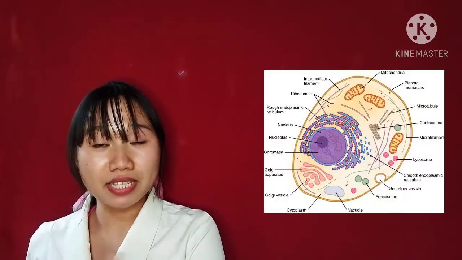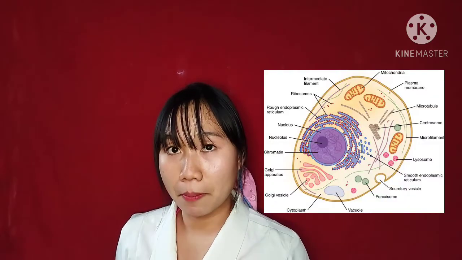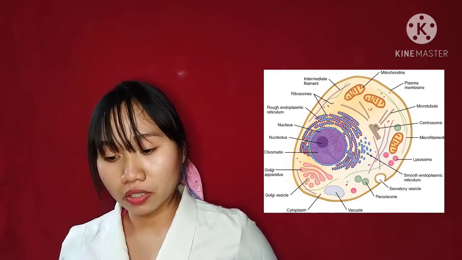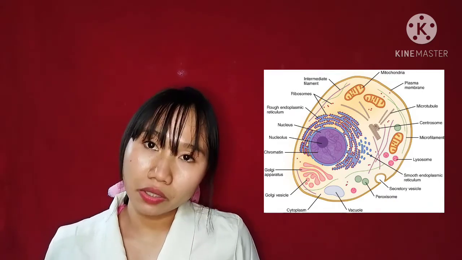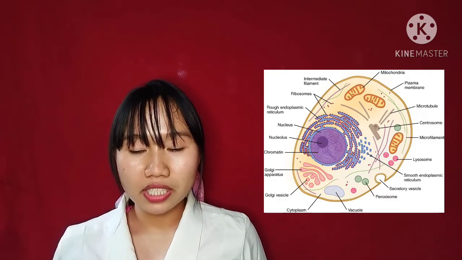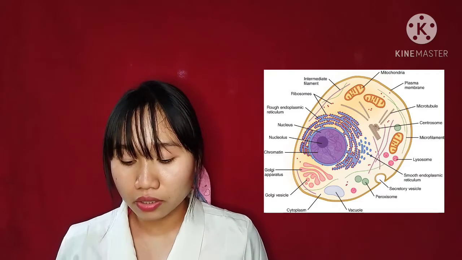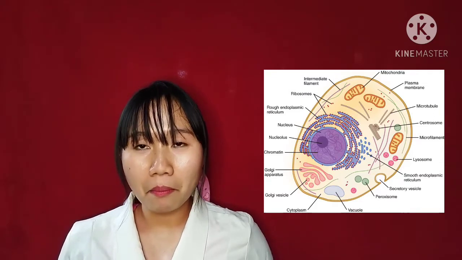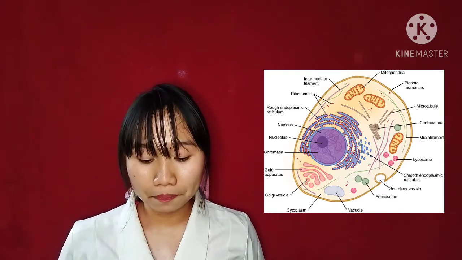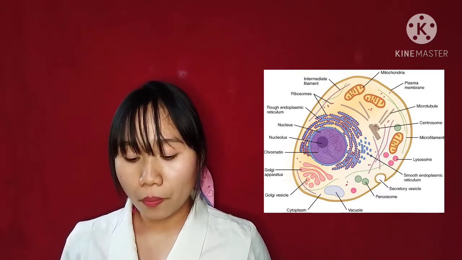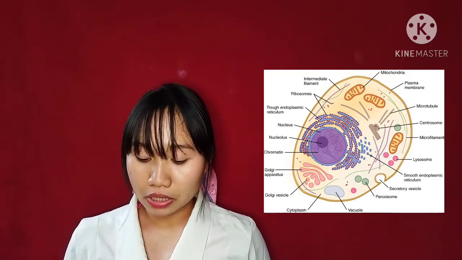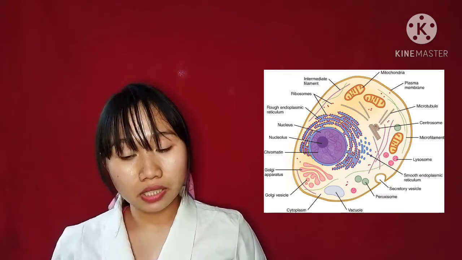And we have the parts of the cell. First is the intermediate filament, rough endoplasmic reticulum, nucleus, nucleolus, chromatin, Golgi apparatus, Golgi vesicle, cytoplasm, mitochondrion, plasma membrane, microtubule, centrosome, microfilament, lysosome, smooth endoplasmic reticulum, secretory vesicle, peroxisome, and vacuole. After naming the parts of the cell, we will now define a few of them.